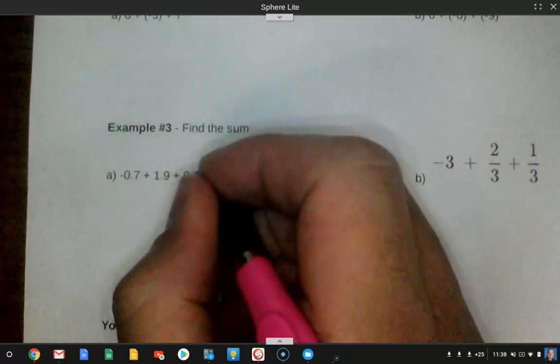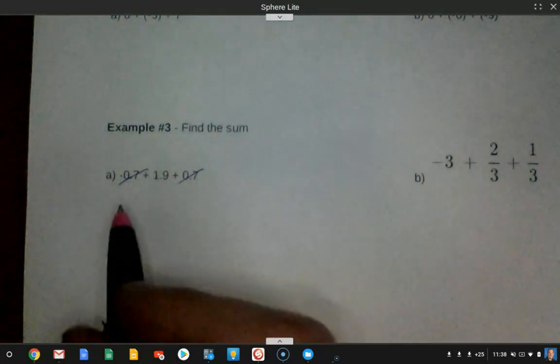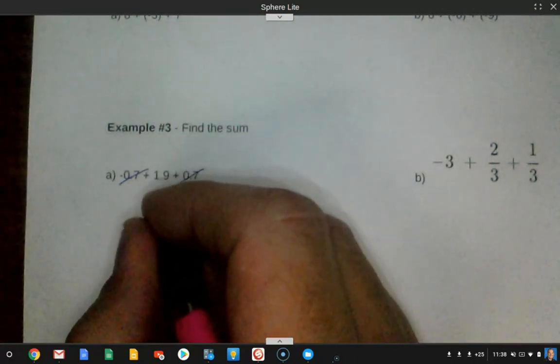So those are opposites. These will cancel out because we know by the property of 0 that anything plus its opposite is 0. So you just get 1.9.